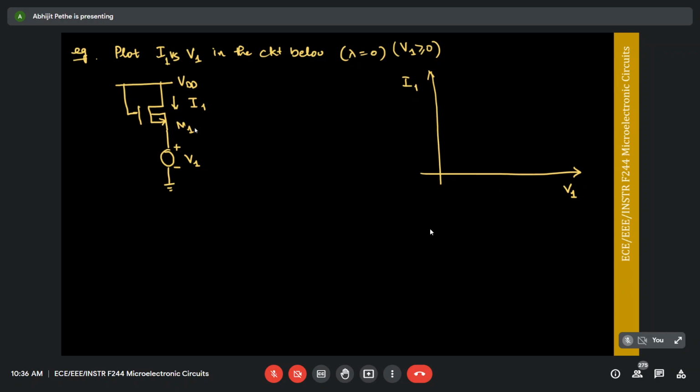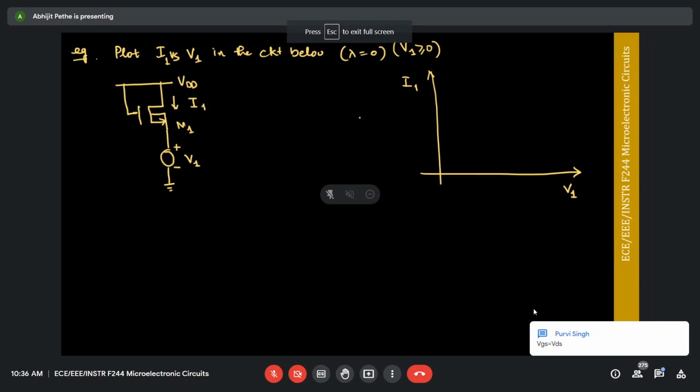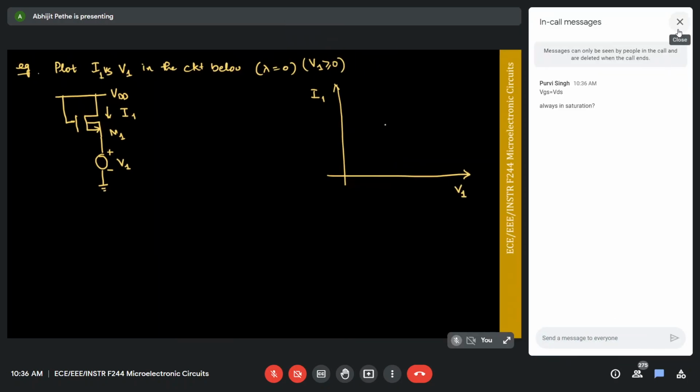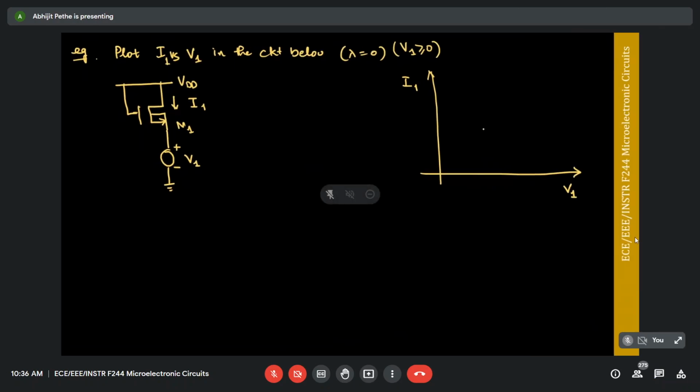Okay. Anybody else? Does anybody want to comment on the shape? How does the graph look? Is the current valid for all V1? Does the current become 0 after some V1? Does the current remain 0 below some V1? How does the graph look?